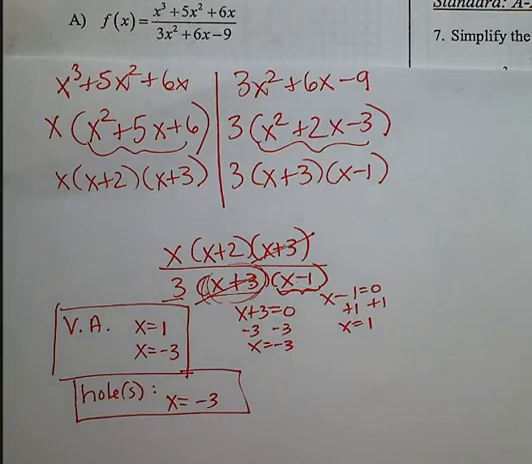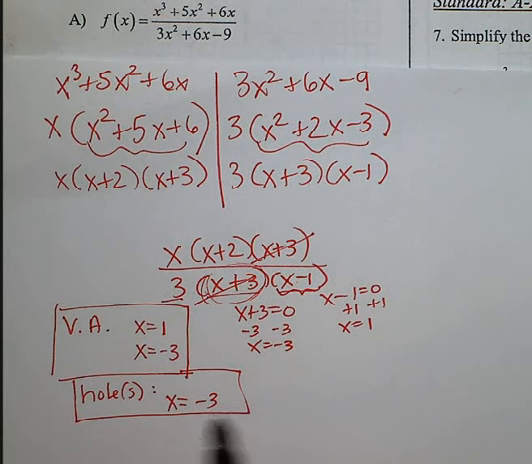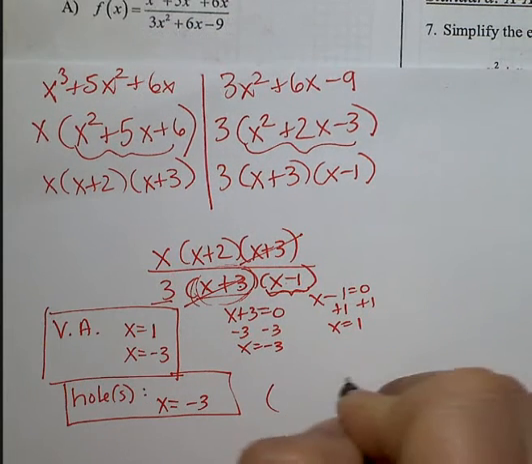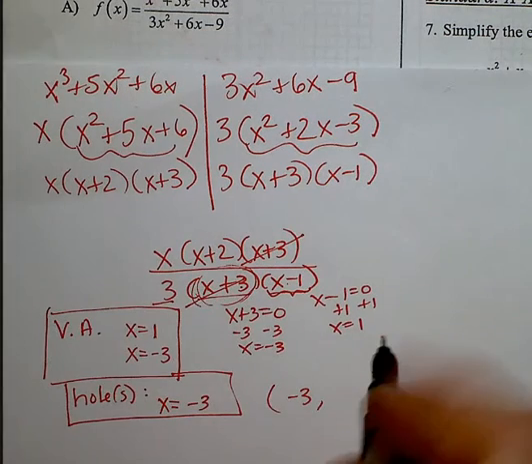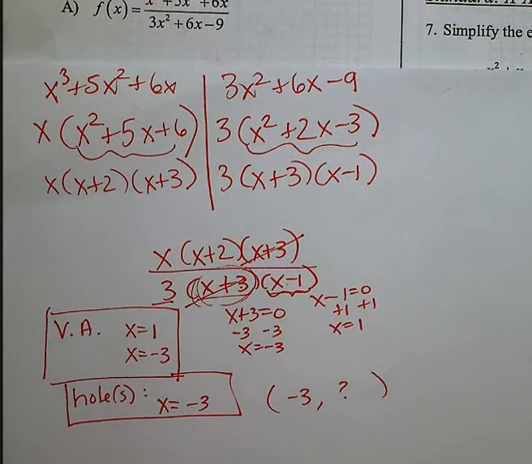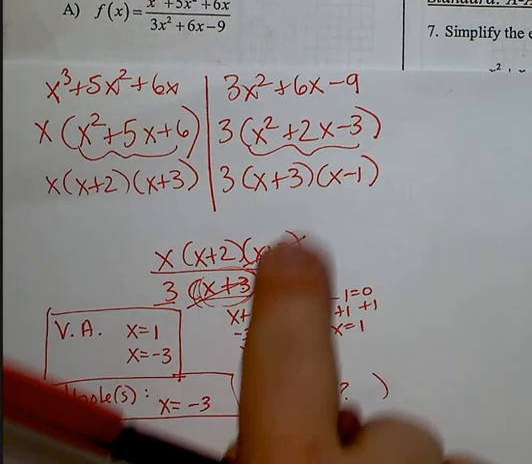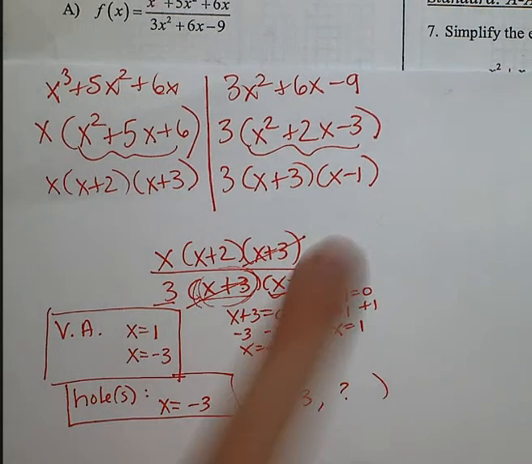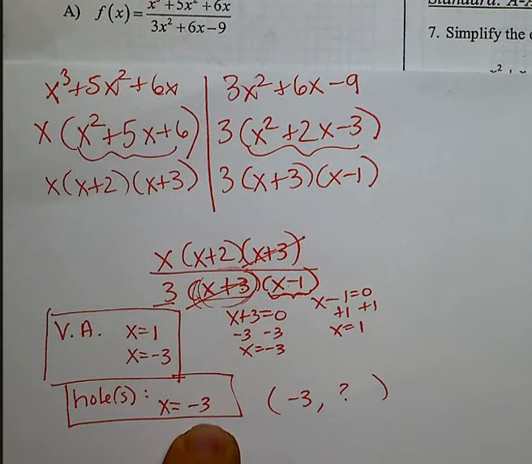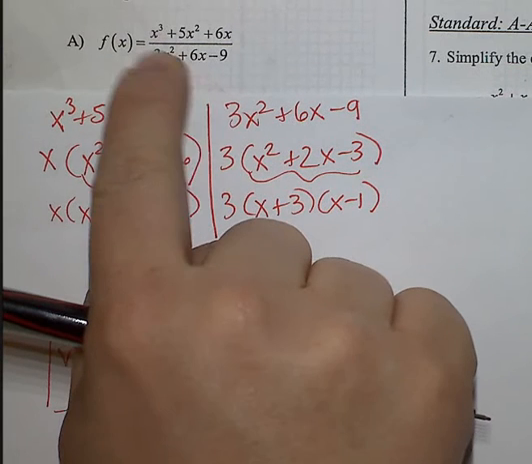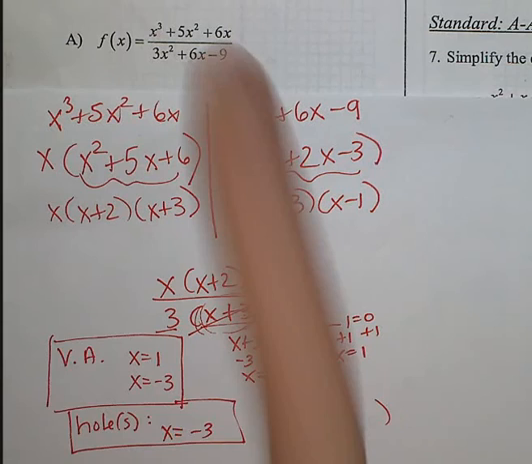If we had to write it as an ordered pair, we would plug negative 3 in for x. You'd work this whole thing out and you could figure out what the y value is. If you only have to identify what the x value is for the hole, we're done. Again, if you write it as an ordered pair, you plug negative 3 into the original problem wherever you see an x, and you solve it to find the y value.